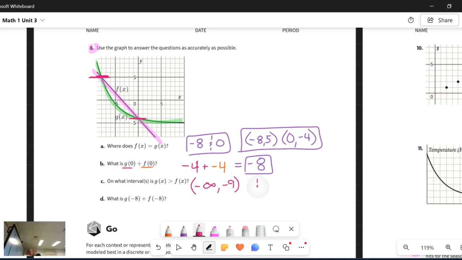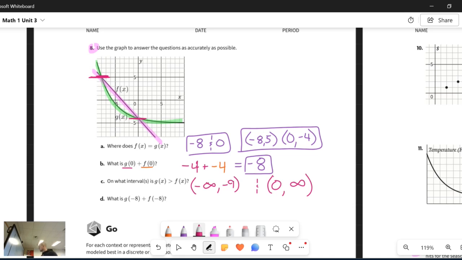And we also have, where else does it get larger? It's when we get from 0 to positive infinity. And the same thing, we're going to leave those as open sets of parentheses because neither one is greater than the other when they are equal to each other. So we leave it as that.